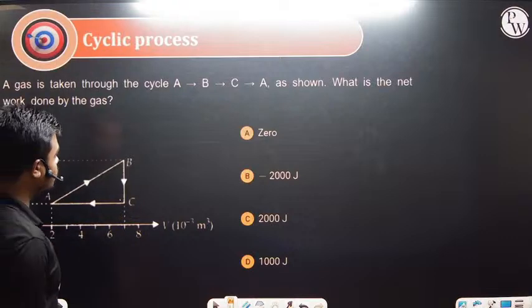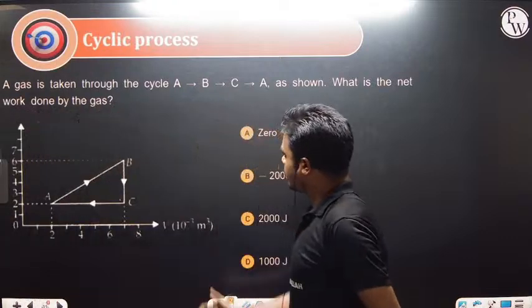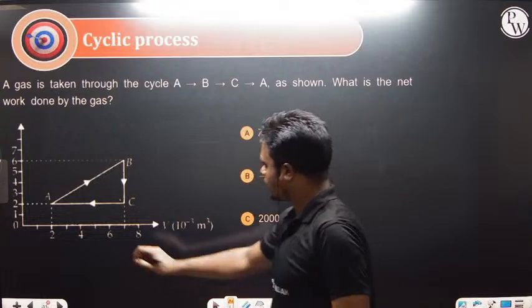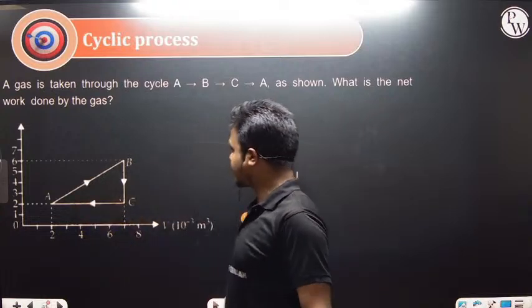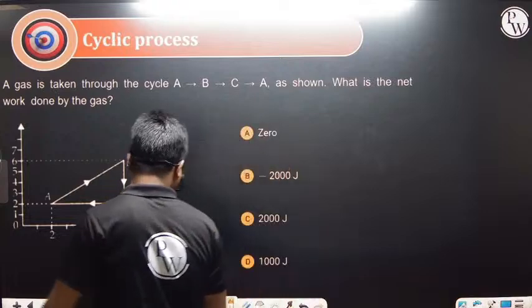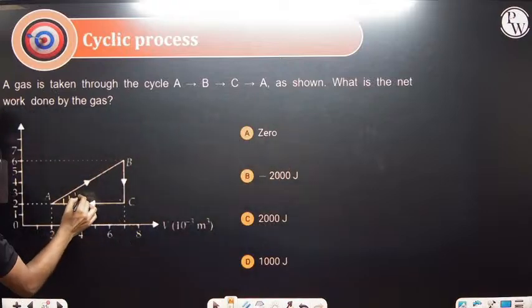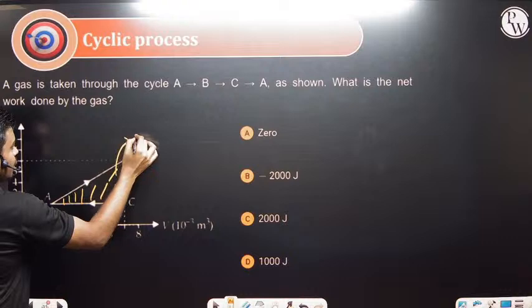So let's discuss this particular question. They have given a cyclic process, where the gas is taken from A to B, B to C, then C to A. They are asking for the total work done by the gas. The total work done by the gas is given by the area of the loop.